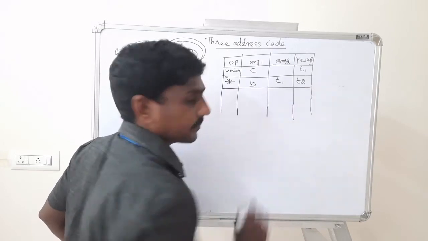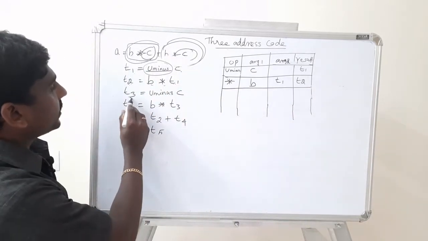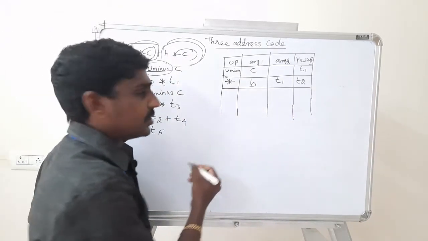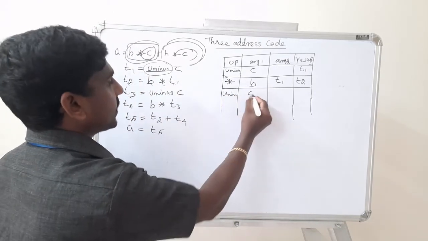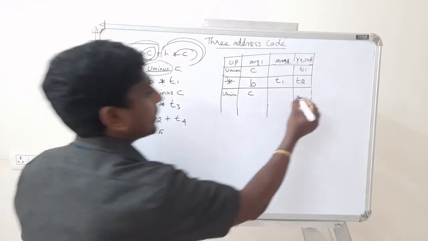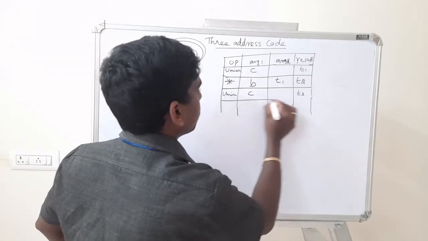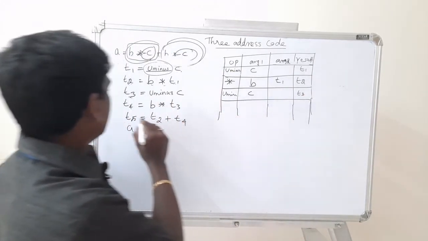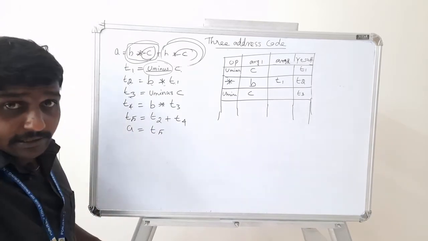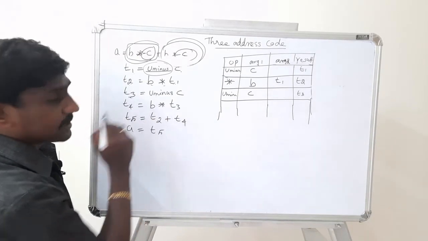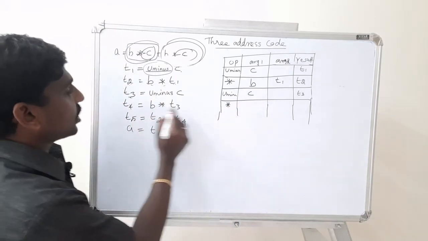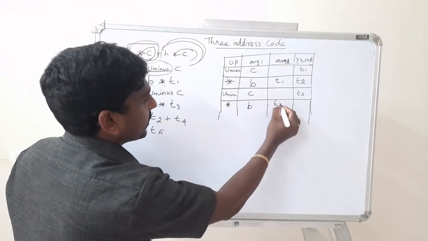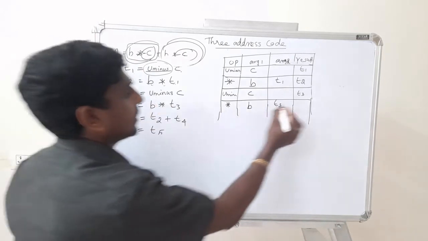So implemented. Clear? Third one is T3 equal to unary minus C. Which one is operator? U minus is an operator, C is an argument, and T3 is a result. Clear? And T4 equal to B star T3. Tell me which one is operator. Star is an operator, B is argument 1, T3 is argument 2 and T4 is a result.